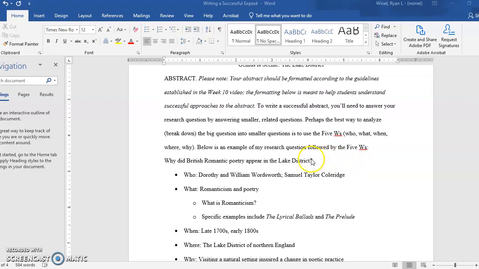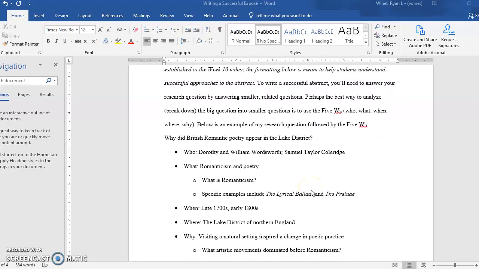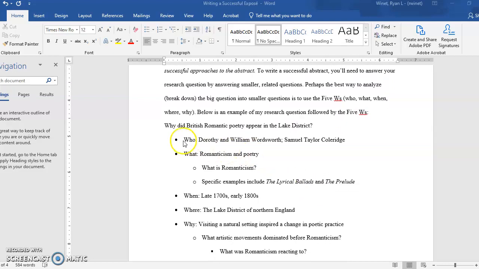Here is my big question, my research question. Why did British Romantic poetry appear in the Lake District? I have broken this question down into the 5 W's. Who? Who, of course, is asking who are the major characters that I will be writing about for my research. In my hypothetical essay, the major characters are Dorothy and William Wordsworth and Samuel Taylor Coleridge. Now, there might be other characters that I add later on to my research, but for the time being, I'm interested in these 3 poets.